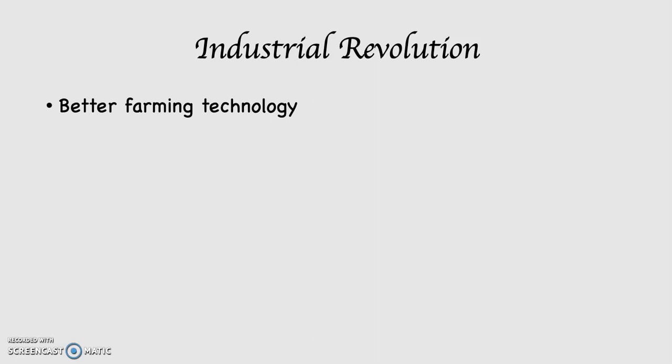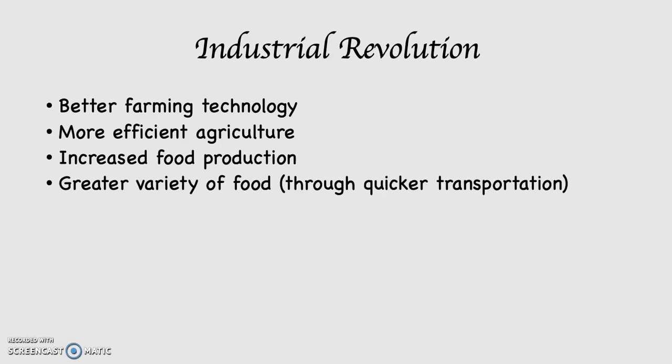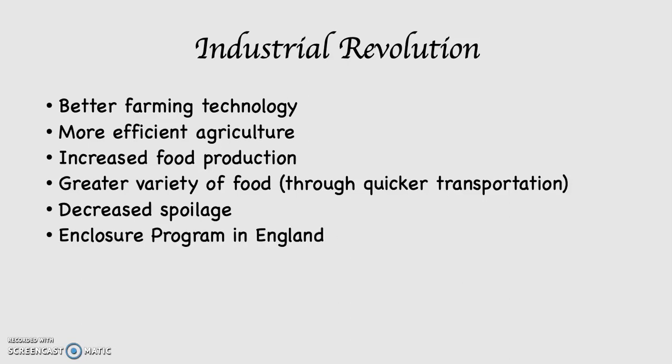But the Industrial Revolution resulted in better farming technology, more efficient agriculture, increased food production, and greater variety of food through quicker transportation and decreased spoilage. In England, the enclosure program, and I mentioned this, and you'll see why in a moment, consolidated small family farms into larger, more efficient farms, but that displaced the farmers, and they had to go someplace, and of course, they went into the cities. And as a result of that, urban populations began to grow.